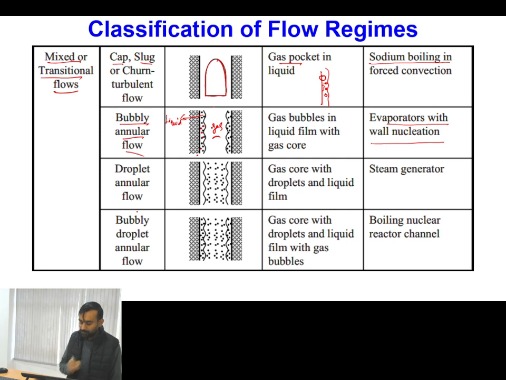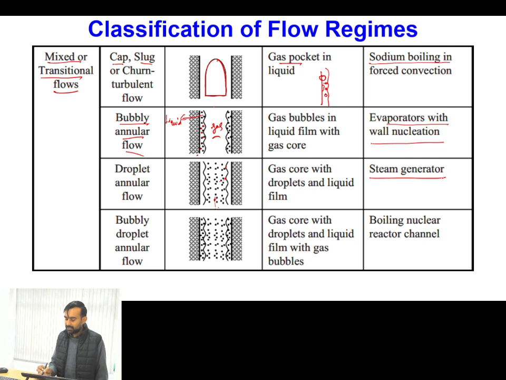Then droplet annular flow. In droplet annular flow, we have a liquid film and gas at the core, and from this liquid film drops are forming and present in the gaseous core. So this is typically observed in steam generators.